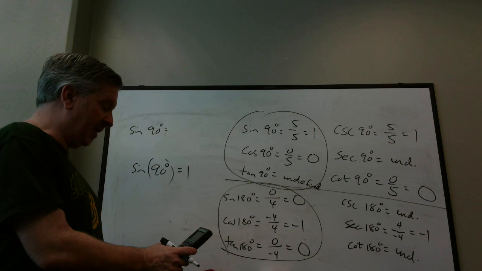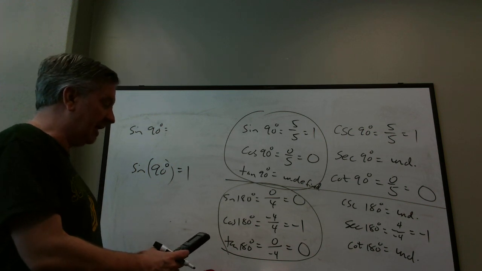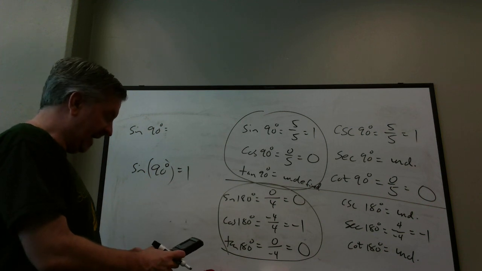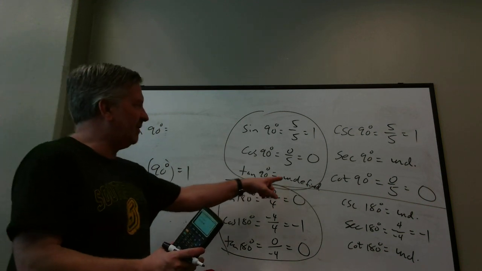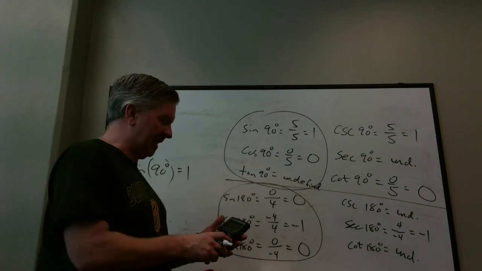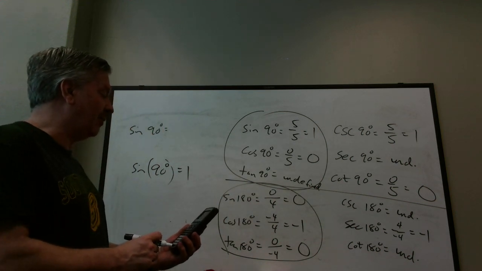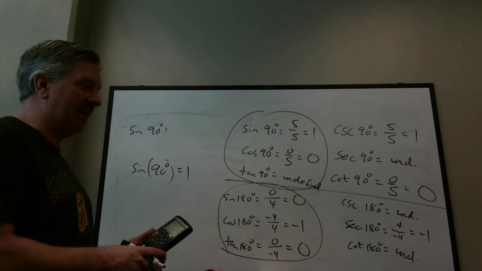So cosine, that button's right next to the sine button. Cosine of 90, I got 0. And now tan of 90, the answer is undefined. That's why I wanted you to do this, to see what that looks like. When I hit enter, my calculator says ERR: DOMAIN. It says domain, okay?